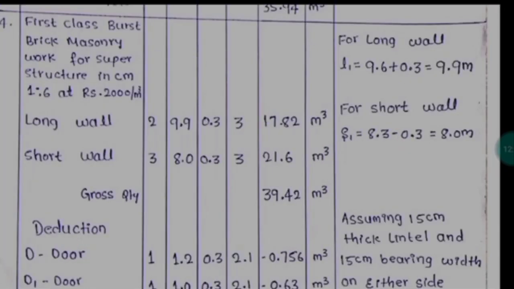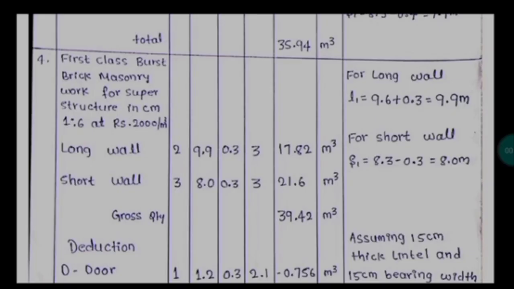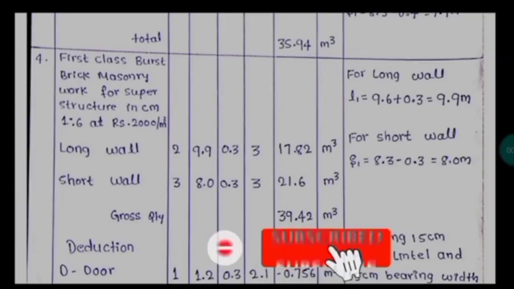Fourth item of work is first class burnt brick masonry for superstructure in CM 1:6 at rupees 2000 per meter cube. So this is the 0.3 meter thick brick wall. In the section they have clearly given the width of the wall as 0.3 meter and the height of the wall as 3 meter. Now calculate the length of the long wall and short wall.